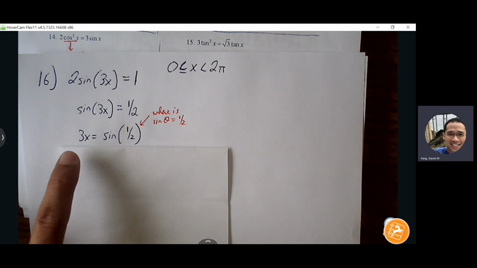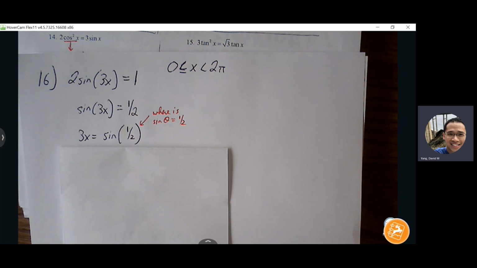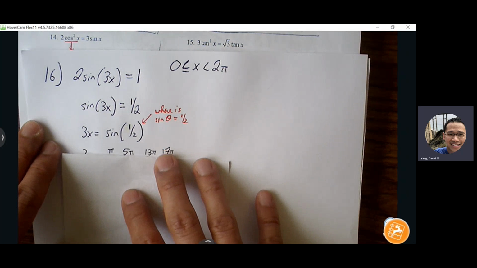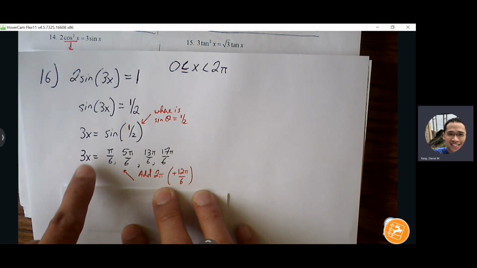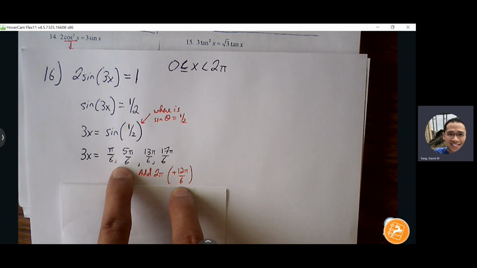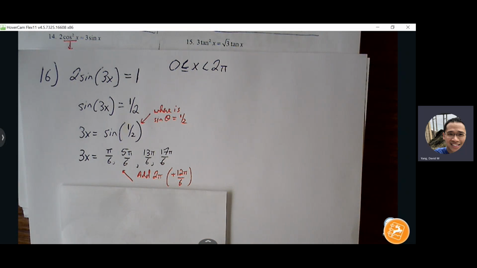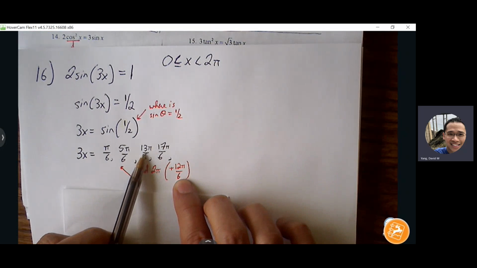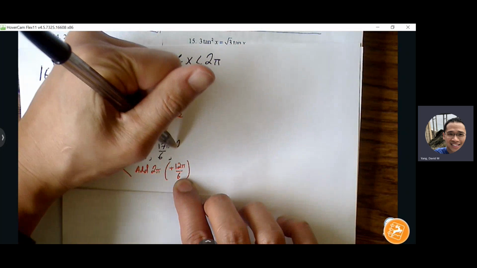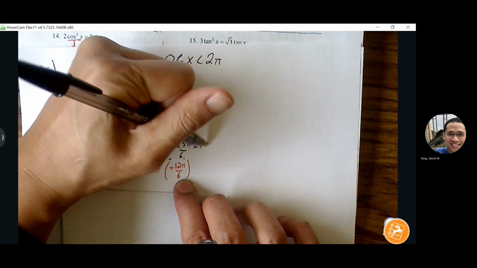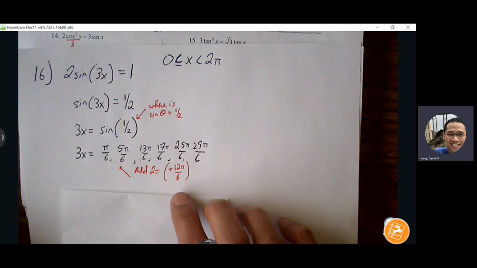Now we know we're going to be shrinking those values, so we should extend out, right? How do we extend out? Add 2 pi, match common denominators, so let's use 12 pi over 6. So initially I have pi over 6 and 5 pi over 6, but if I keep adding 12 pi over 6, I get 13 pi over 6, 17 pi over 6. Let's go a little further out. That 3x may be shrinking these values quite a bit. So 25 pi over 6, 29 pi over 6. Hopefully that should be enough.